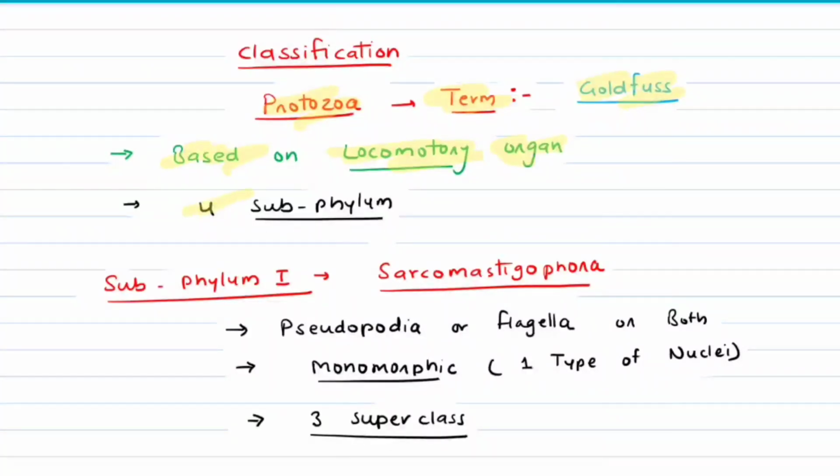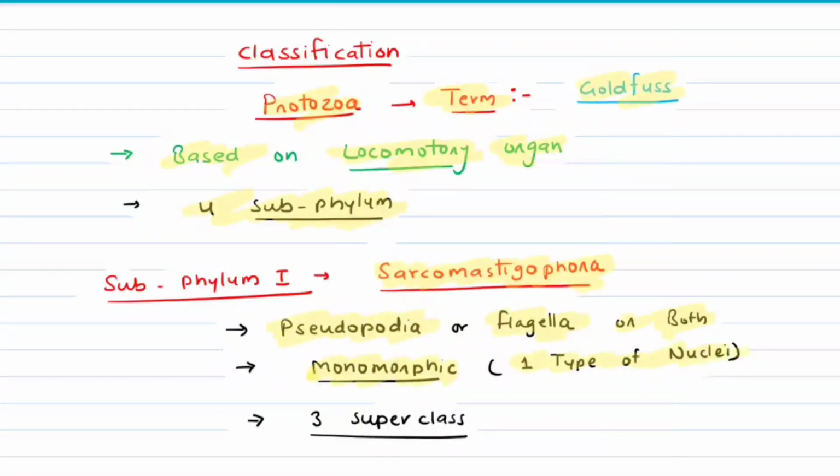So for example, four subphyla are present in the phylum Protozoa. The first subphylum is Sarcomastigophora. In Sarcomastigophora, first we have to determine whether pseudopodia or flagella, or maybe both, are present in the protozoans, so their subphylum is Sarcomastigophora. And this is a monomorphic protozoan. Monomorphic means, as we already discussed about the nucleus, that if only one type of nucleus is present in the protozoan, then we give the term monomorphic.